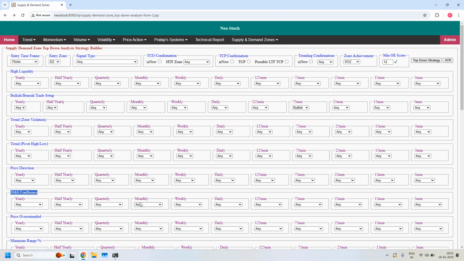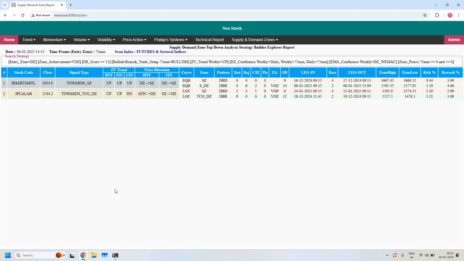So in the EMA confluence at weekly time frame, because 75 minute zone together with daily zone is part of the weekly zone, that's why we are setting weekly demand zone having weekly EMA confluence, and trend on weekly should not be sideways. But it is a bullish trade setup. I am selecting uptrend. So we got both the stocks. Both the stocks having HTF trend up, they are filtered. So EMA confluence now adds the extra advantage. Weekly EMA confluence. So this is about bullish trade setup weekly income trade.